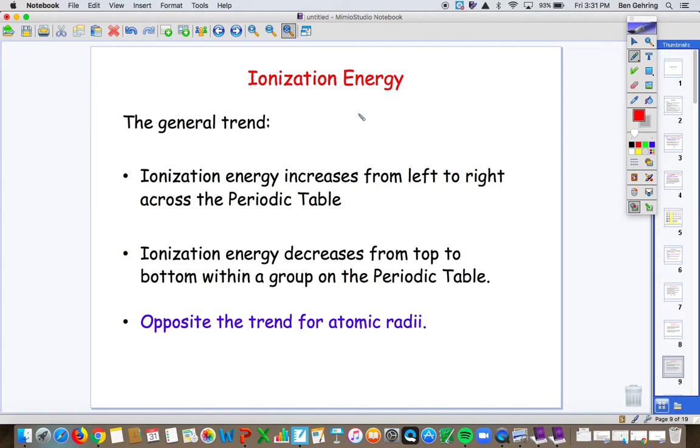Your trend increases from left to right, just like electronegativity, and increases from bottom to top. So your trend is going to go this way for increasing ionization energy, from bottom left to top right. So it's the opposite for atomic radii. It's the exact same as electronegativity.